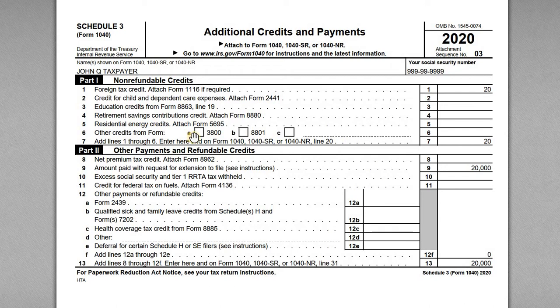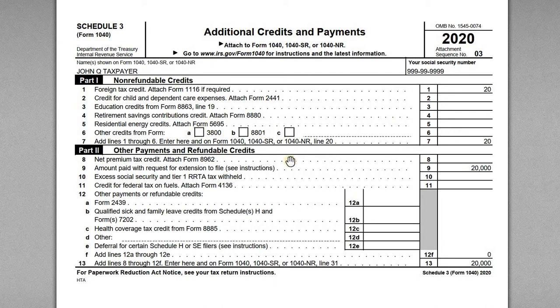So other credits here, 3800 and 8801. The 3800 credit is a general business credit, for example, for increasing research activities. If you've invested in a company that is increasing research activities and expending money in that space, they might be eligible for a credit that gets passed on to you. And so you would report that on the 3800 and ultimately line 6 here.